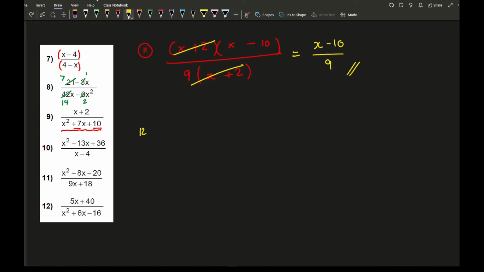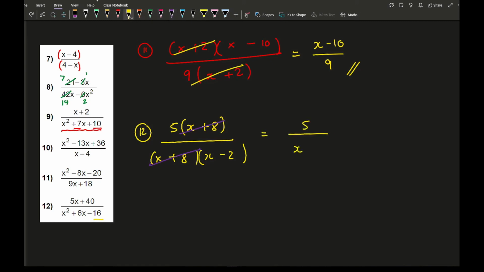And then for question 12, again factorising the top, I get 5, so I've got x plus 8. At the bottom, I've got to think of 2 numbers. Now, you'd expect one of the brackets to be x plus 8. So what times 8 gives me minus 16? That's going to be minus 2. And there we go. Then I just need to cancel out those 2 common brackets and write down what's left. And what's left is 5 over x minus 2.